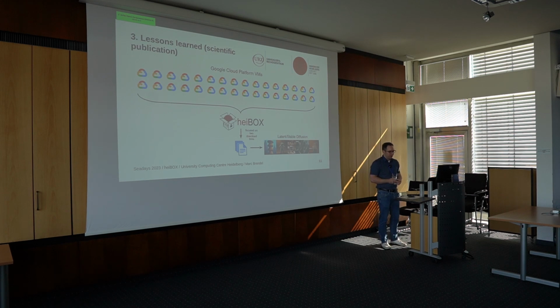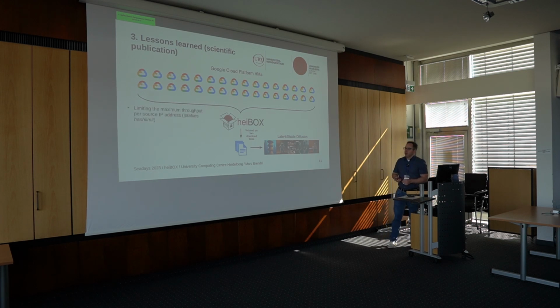But yeah, that was quite fun. What we did to mitigate it actually, we started to at least limit the maximum throughput per source IP because S3 could not handle this much traffic from these many Google Cloud VMs. We still don't know if it was just crawling or if people were all trying to spawn a GPU instance, clone the repository, download the files from heiBOX, and then run their own Stable Diffusion. No idea. But we just limited it.